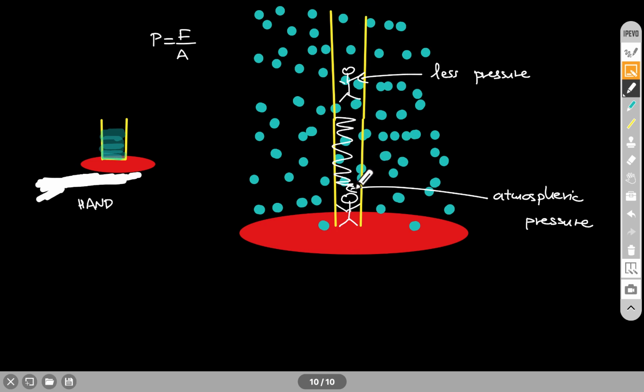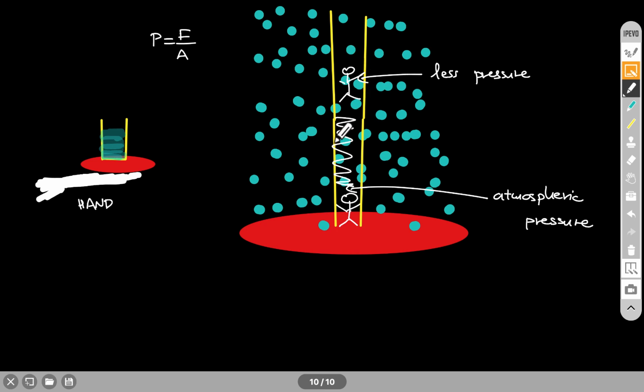So to summarize, on the ground is where you feel the greatest atmospheric pressure because you're supporting the weight of all air molecules above you all the way to space. The higher you go in the atmosphere, the less pressure you feel, and that's because you need to support less. There is less fluid above you that you need to support. And as you go higher and higher in the atmosphere, there is even less pressure.